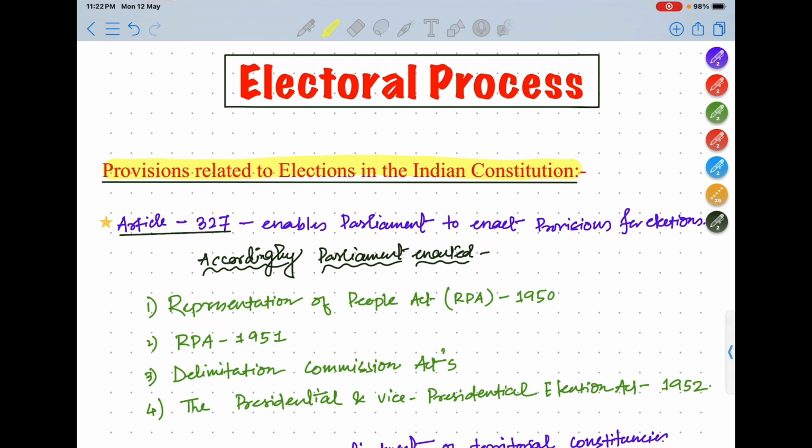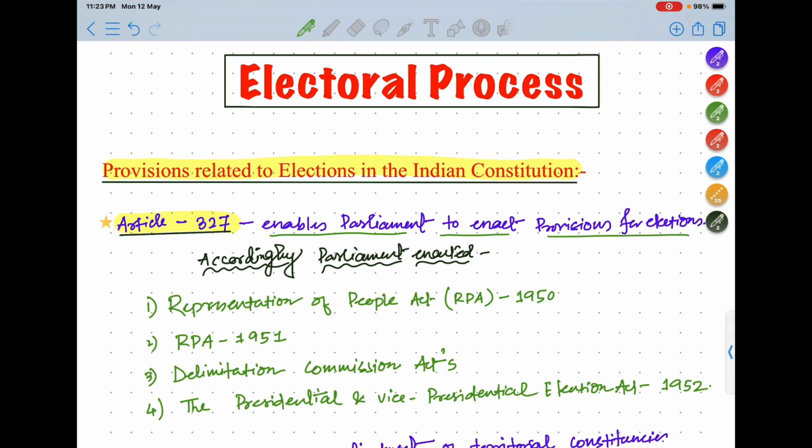The first thing that we are going to study is Article 327. This is very important. You all should remember this article, Article 327. Basically, it enables Parliament to enact provisions for elections. So by this article only, Parliament makes different acts, for example, the Representation of People Act 1950 and the Representation of People Act 1951. These are the different acts which Parliament has passed.